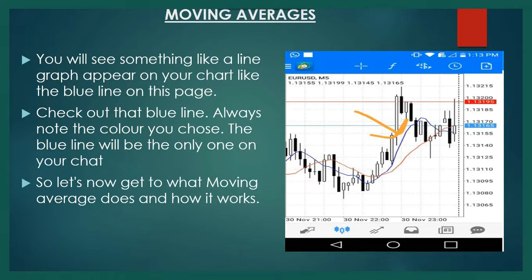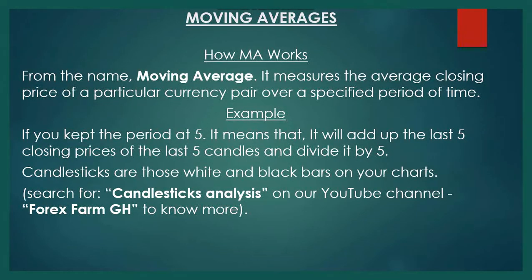Check out that blue line. Always note the color you choose. The blue line will be the only one on your chart. So let's now get to what moving average does and how it works. On the chart on our right hand side, you can see the blue line, which I have shown with the golden arrow. How MA works. From the name moving average, it measures the average closing price of a particular currency pair over a specific period of time.